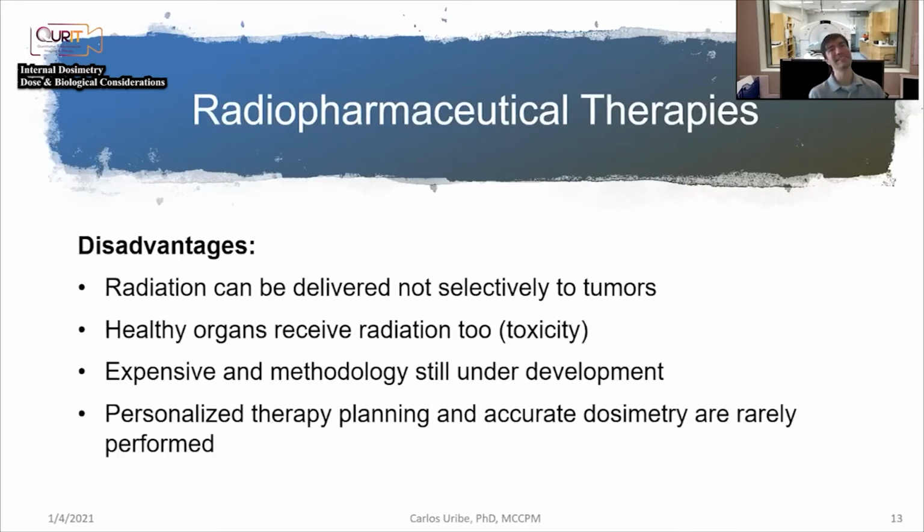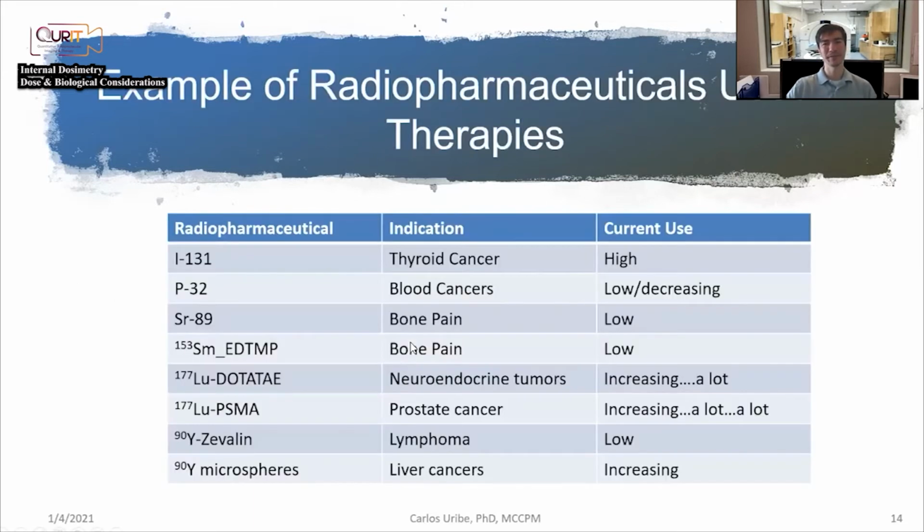Now, the disadvantages. Of course, we try to deliver the radiation only to the tumors, but there's also going to be some radiation not going to the tumors. There's also going to be some radiation in healthy organs. If those healthy organs receive too much of that radiation, then we're going to have toxicity, and that's a non-desired effect. At this point in time, it's still expensive, and the methodology is still under development. We're still improving it. And again, personalized therapy planning and accurate dosimetry are rarely performed. I'm going to talk about that in a moment.